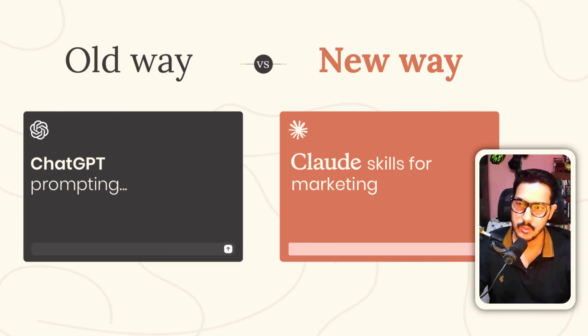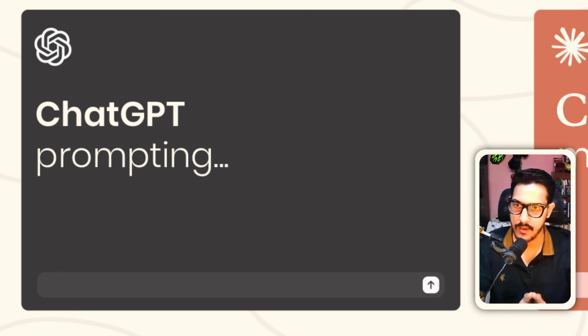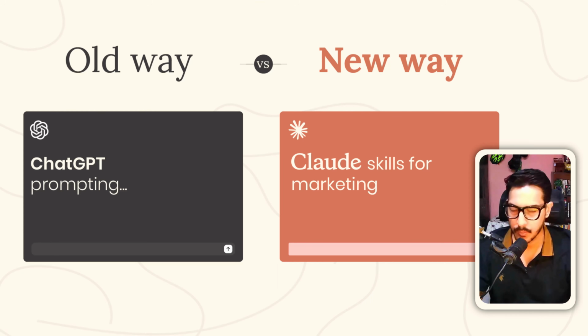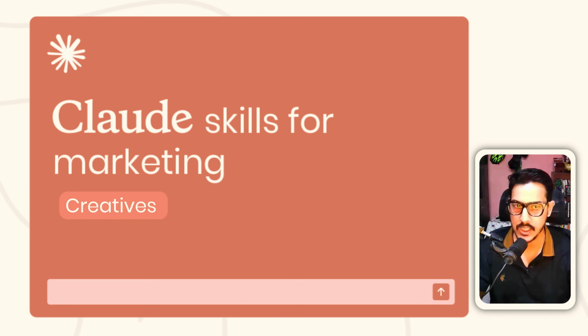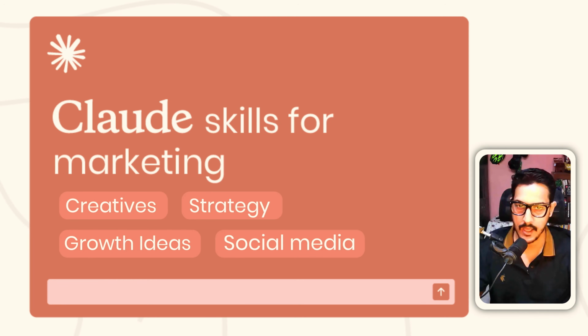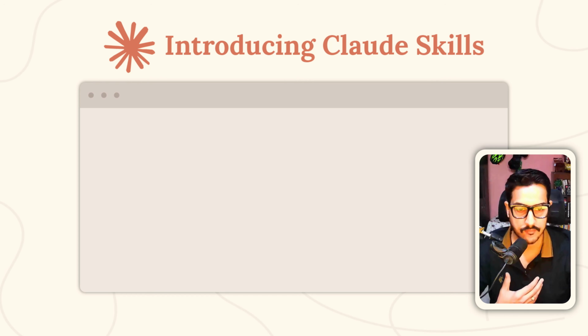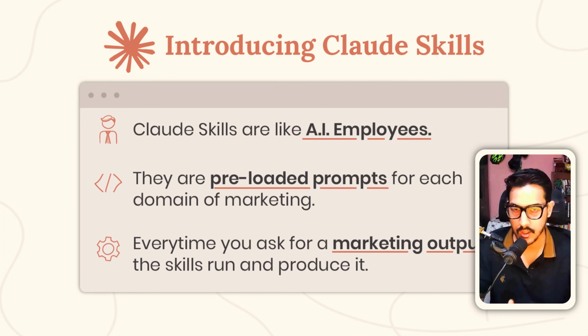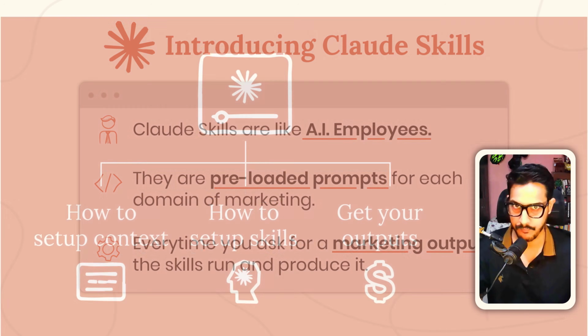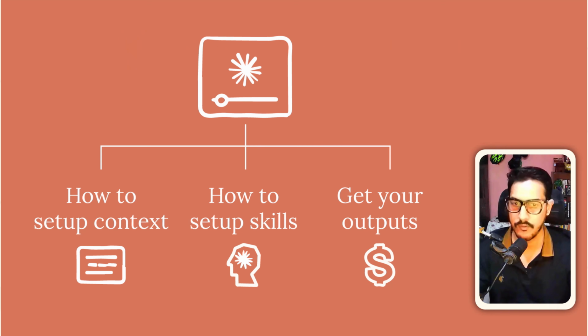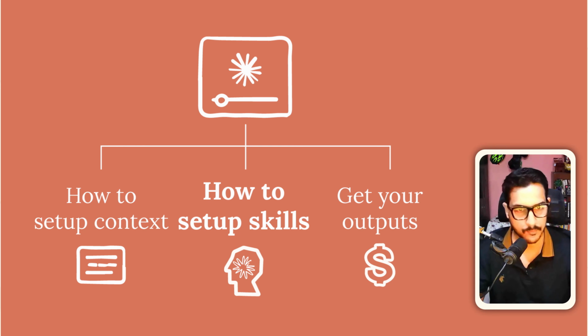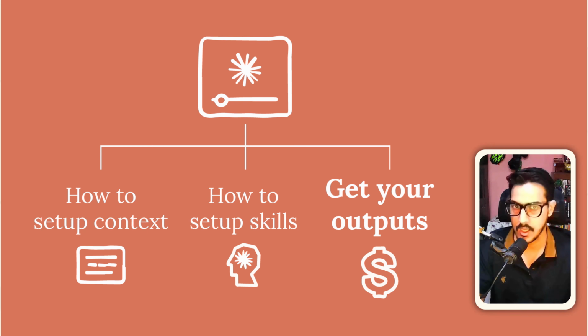Let's start this masterclass. You see, up until now, you were using ChatGPT, prompting it every single time to come up with new ideas, new outputs. But with Claude Skills, they are more like pre-trained prompts. They already have the entire context of your business, product, and strategies. And when you ask them for an output, they just go, run, and do their job and come back to you with that output. In this video, we're going to learn all of it: how to set up that context, how to set up those skills, and actually get those outputs. And yes, I'm going to show you step by step on my Claude.